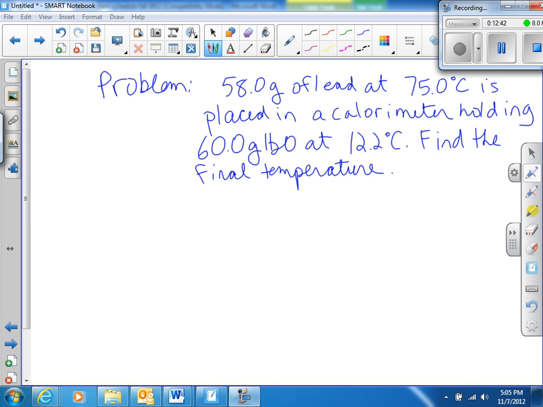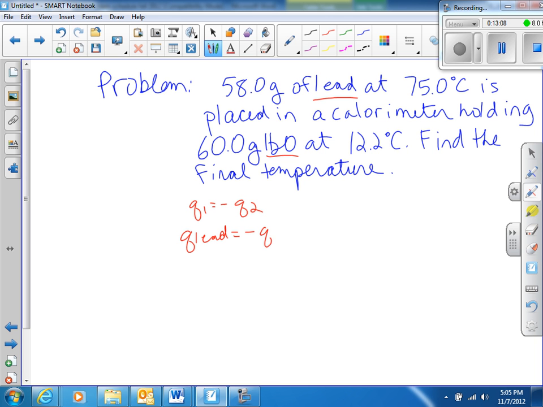Okay, one more problem. We've got 58 grams of lead at 75 degrees Celsius, and that's placed in a calorimeter holding 60 grams of water at 12.2 degrees Celsius. Find the final temperature. Well, we have 2 substances, lead and water. So Q1 is negative Q2, Q lead is negative Q water. So we'll set up our lead information and our water information.